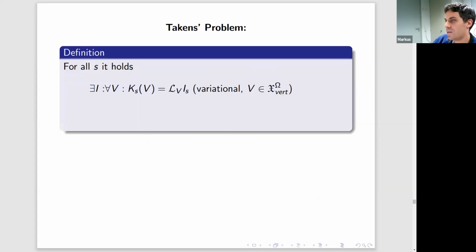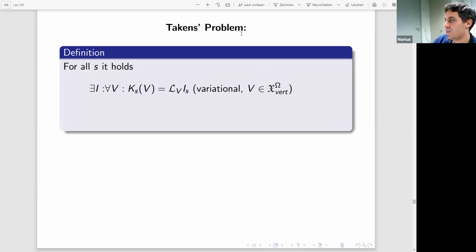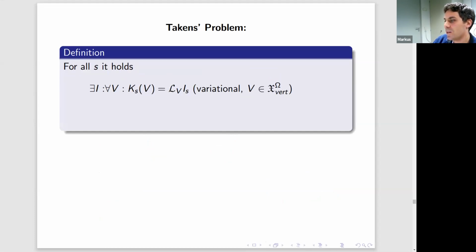And now I come to Tarkin's problem, or this theorem, what we want to prove. Tarkin was the first who formulated this and also has proven this. So here are all definitions together. This was the definition of variational here. And you can write k as such a Lie derivative of some I.